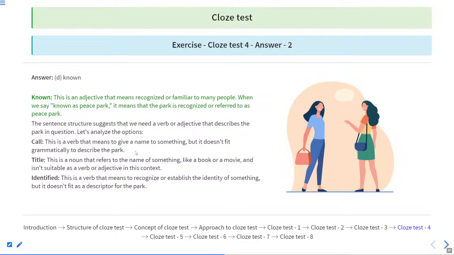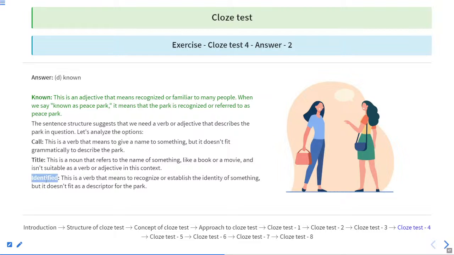So this sentence suggests that we need a verb or adjective that describes the park in question, and therefore known fits best. Why cannot it be called? This is a verb that means to give a name to something, but it doesn't fit in here when we're describing a park. Typically, you will call something based on a pet or a person or something like that, not really an inanimate object like a park. It cannot be title because title is a noun that refers to the name of something like a book or a movie, and it isn't suitable as a verb or adjective in this context.